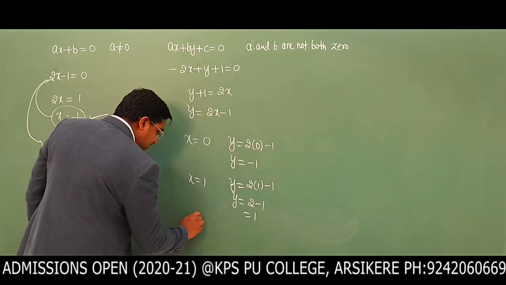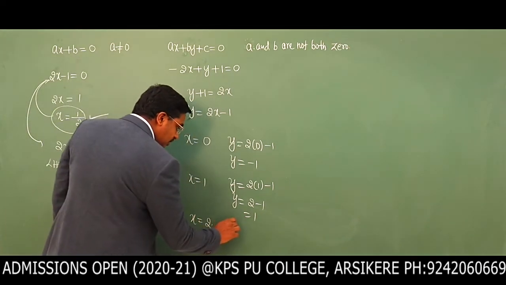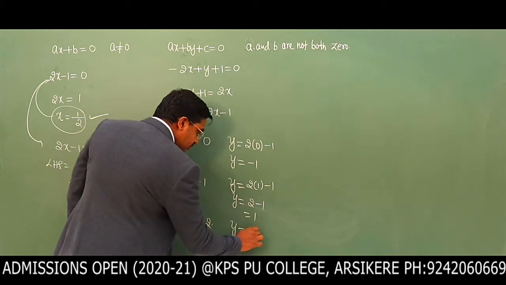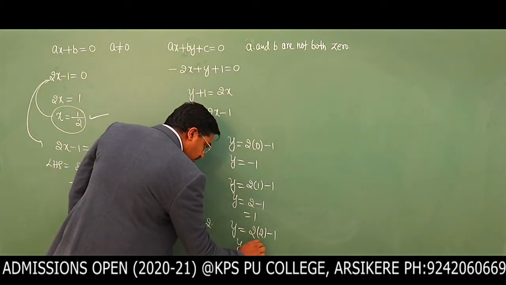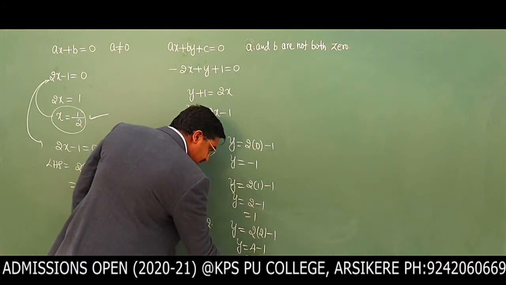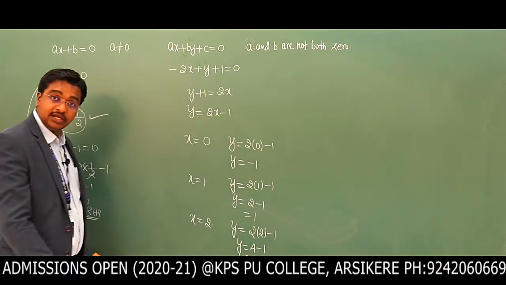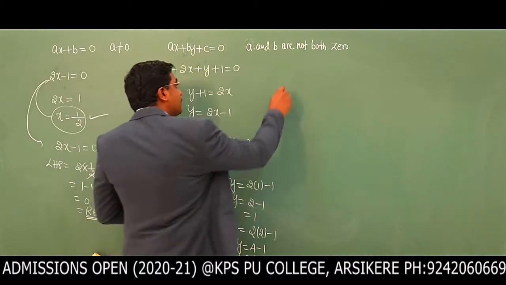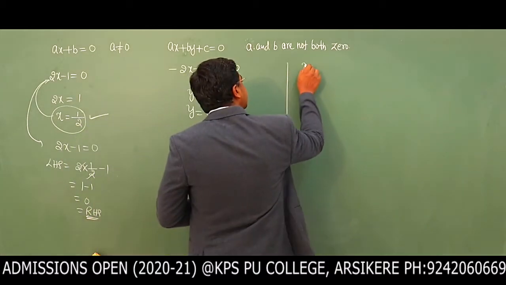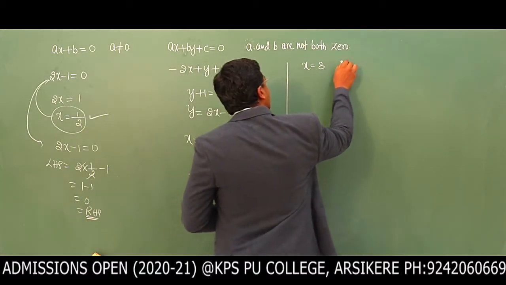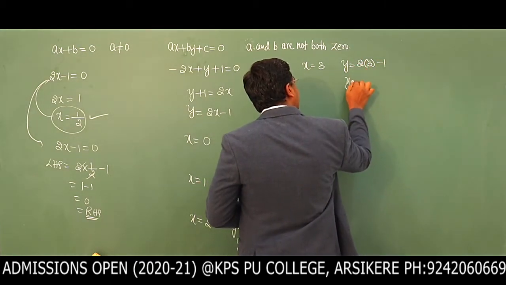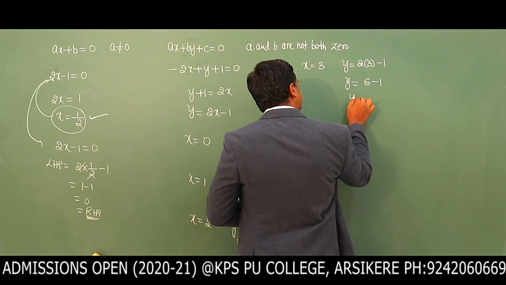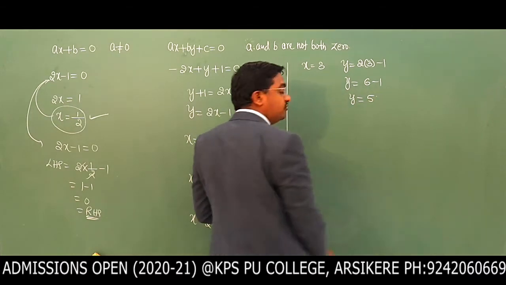Similarly, when I substitute x is equal to 2, what do you obtain here? y is equal to 2 into 2 minus 1, so y is equal to 4 minus 1, we are left with 3. What is the y value? 3. Similarly, when I substitute x is equal to 3, what do we obtain here? y is equal to 2 into 3 minus 1, y is equal to 6 minus 1, y is equal to 5.